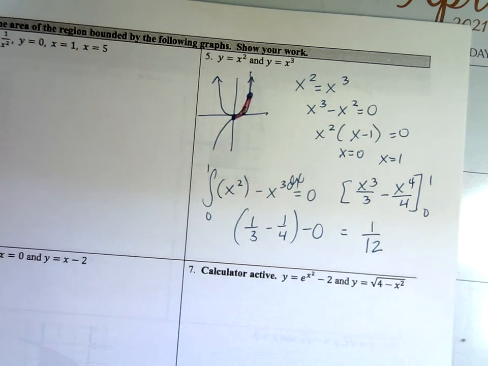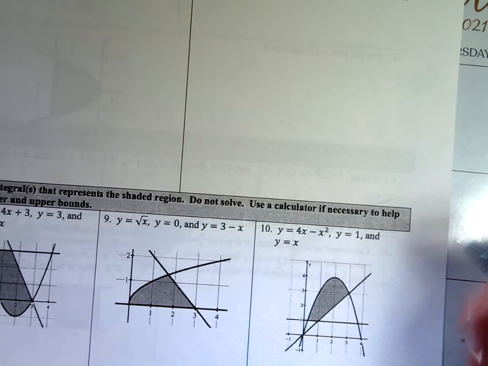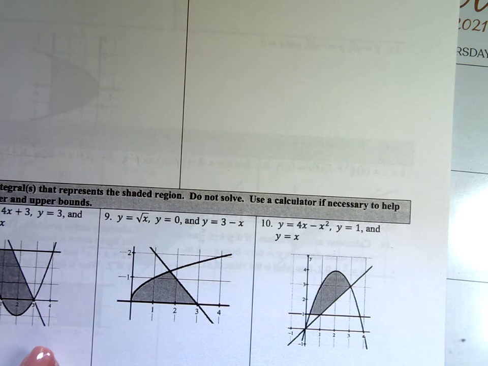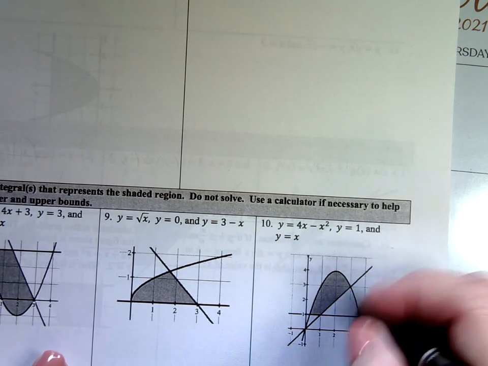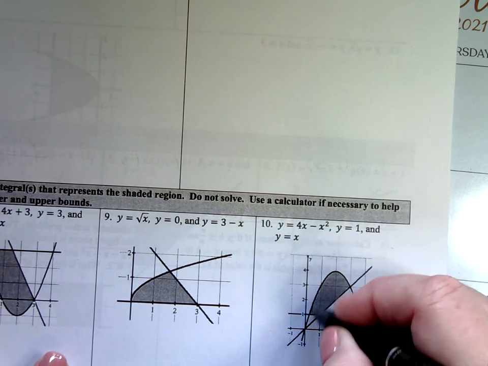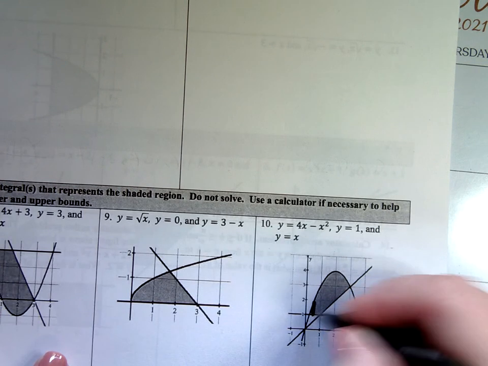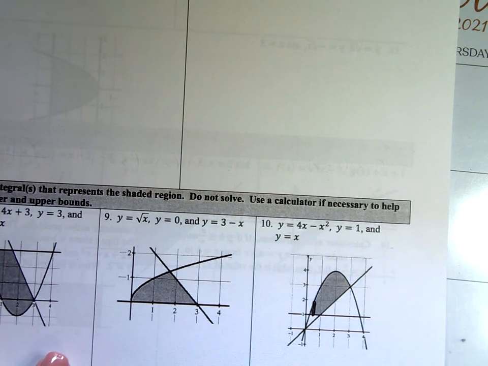Number 10 was next on my list. They gave you the picture. I'm very thankful for that. If I'm looking at this, though, what's on top changes and what's on bottom, actually this time the bottom changes. So if I have a representative rectangle in this neighborhood, there it is. Top is the parabola, bottom is the line, y equals 1.